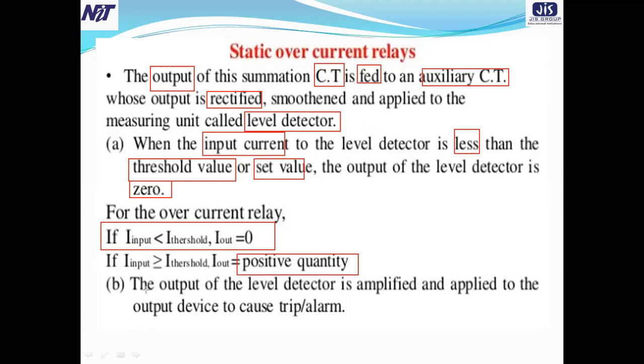The next part is that the output of the level detector is amplified and applied to the output device to cause trip or alarm. So from the level detector we get the output, which is first amplified and then applied to the output device. Why? Because it helps to trip or give an alarm to the system.